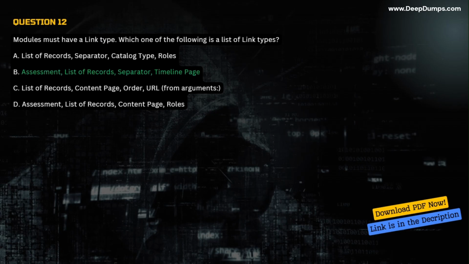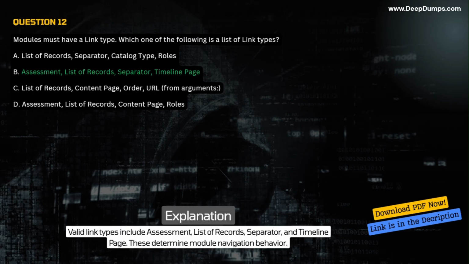Correct answer B. Assessment, list of records, separator, timeline page. Explanation: Valid link types include assessment, list of records, separator, and timeline page. These determine module navigation behavior.